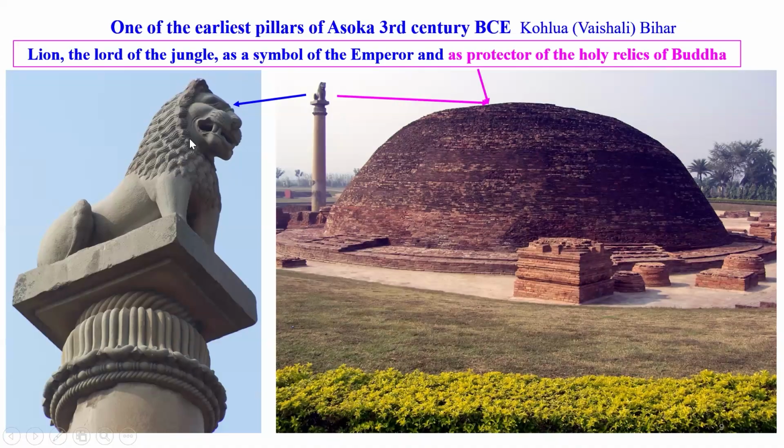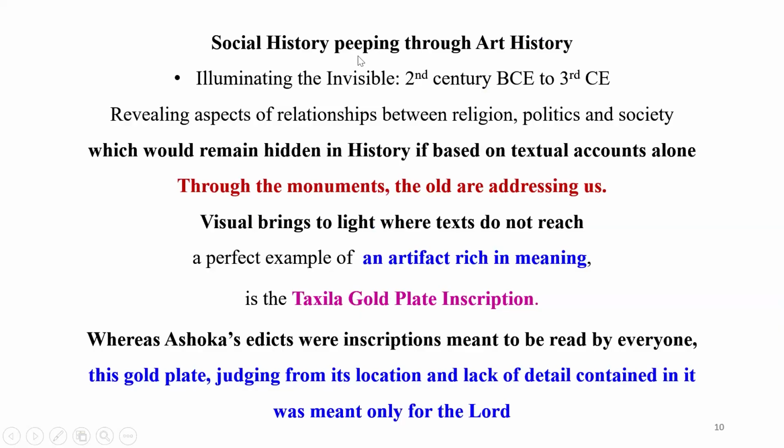And the lion is there for two purposes. He's the symbol of the emperor, and he's also the protector of the stupa. That means he is there in his own right, both as the symbol of the emperor and as the guardian of the stupa.